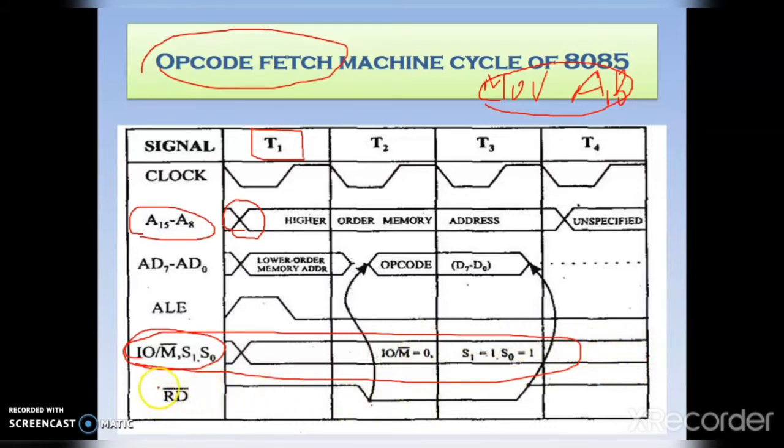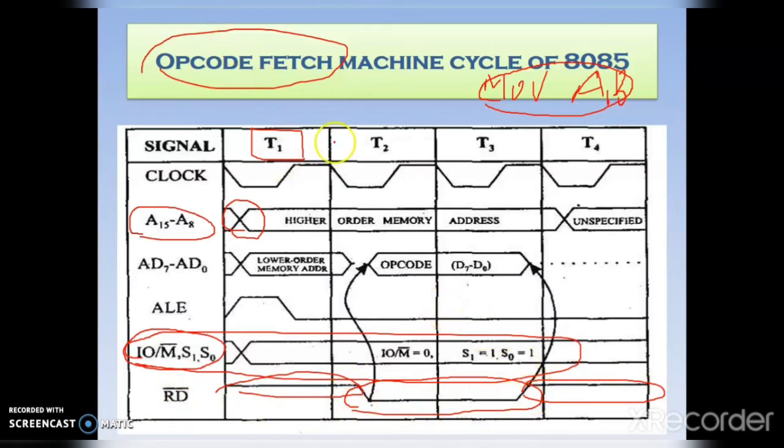And the write signal is an active low signal. So, it is activated during the T2 state and T3 state. For the remaining T1 and T4 states, it goes high. So, this signal is active low, and it is activated during the T2 and T3 states.